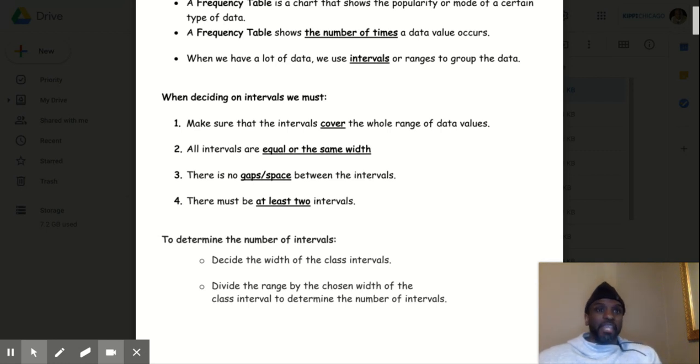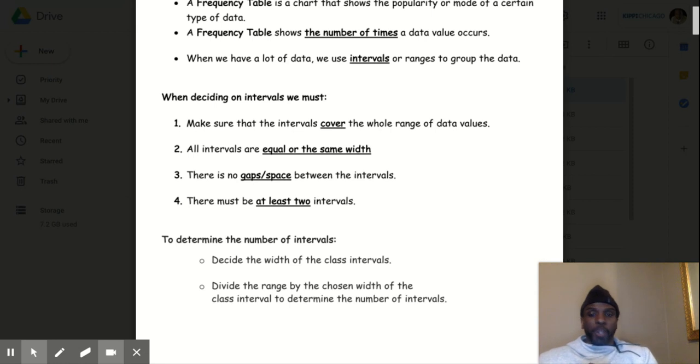Now, if you say, Mr. Hunt, I'm going to do intervals of 5, but then you say 1 through 5, and then you say 7 to 10, there's a space. The gap is you said 1 to 5 and then 7 to 10. There's something missing. What's missing is 6. So you have a gap or space in between your intervals. I can't say, I'm going to look at 1 to 5 and then do 8 to 10 and then do 11 to 15. Once again, there's a gap there. I forgot 6 and 7.